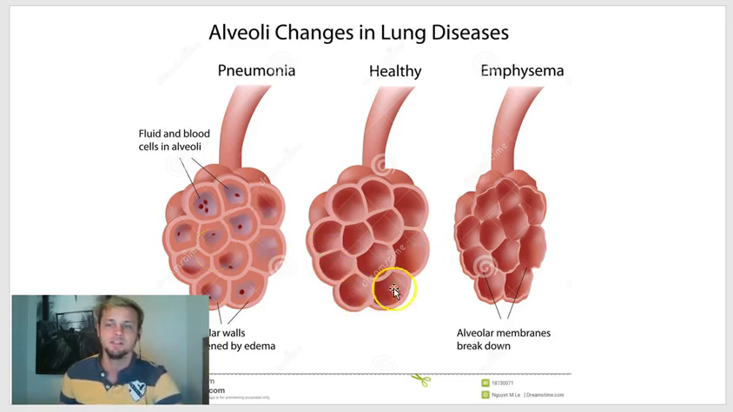Versus your healthy ones, if you look at one with emphysema, you'll see a breakdown between these alveolar walls. And so this is decreasing the overall surface area for which you can have diffusion.